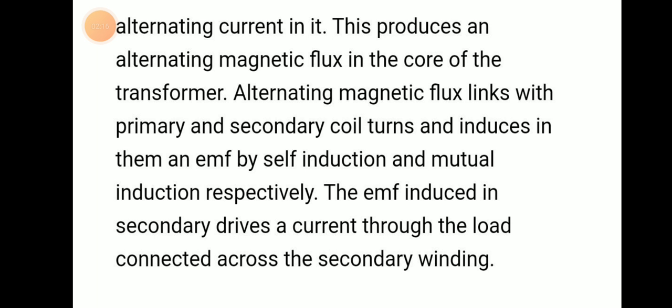So by the principle of mutual induction, if we apply current in the primary winding, an induced EMF will be produced and thus an induced current will be there. This produces an alternating magnetic flux in the core of the transformer. Due to this effect, the secondary coil turns also induce an EMF by self-induction and mutual induction. Thereby the EMF induced in the secondary drives a current through the load connected across the secondary winding.